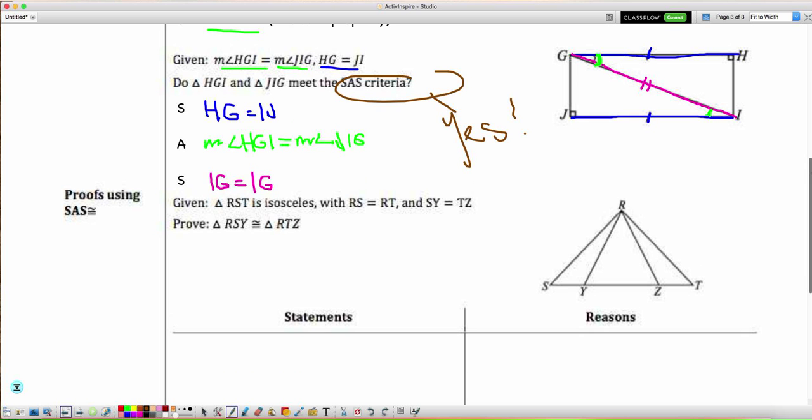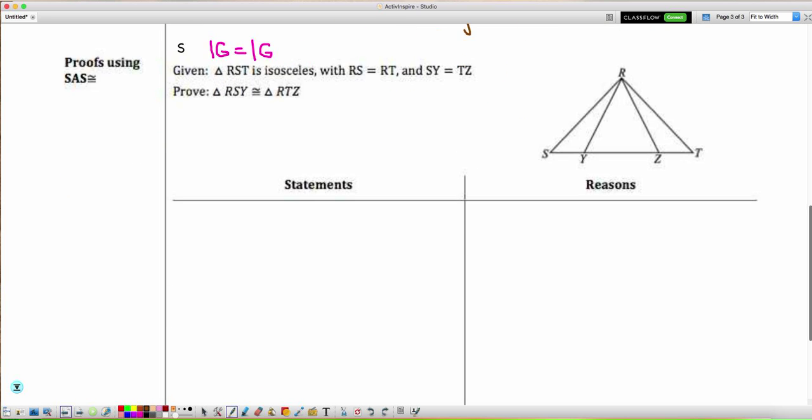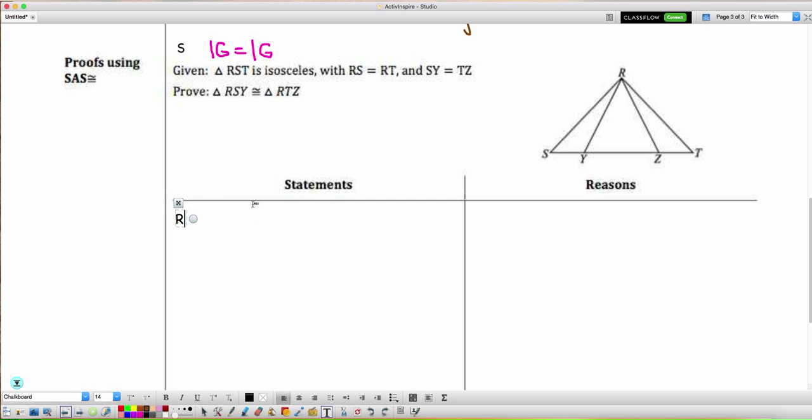Finally, we're going to write a proof for this one. I think I can type this one out instead of struggling to write, so let's see. Given our triangle RST is isosceles with RS being equal to RT and SY equaling TZ. First, remember we always start with the given information, so I'm going to type out that RST is isosceles, RS is equal to RT, and SY is equal to TZ. So take a minute to jot that down. And then our reason, of course, is that it was given to us.